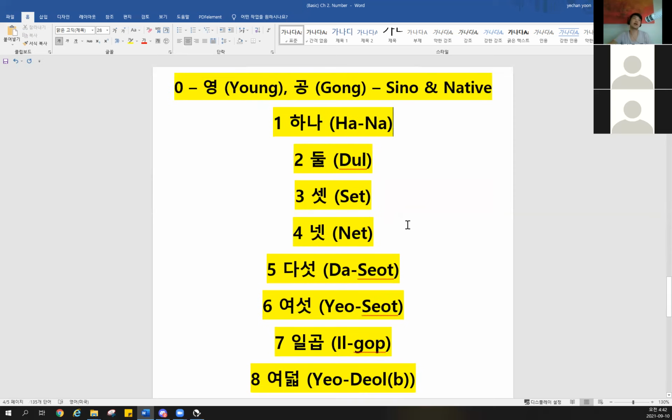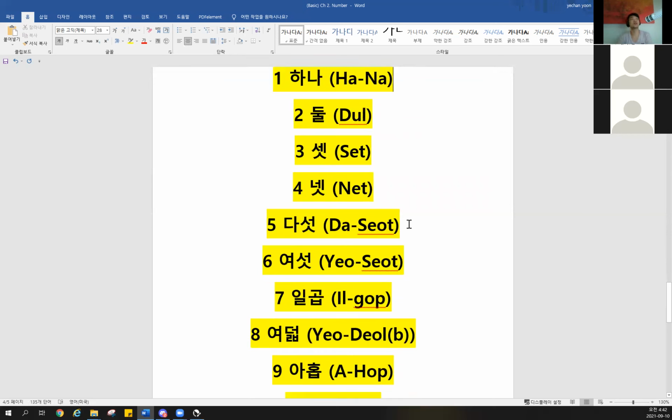So I'm going to say 1 to 10 in native Korean. I will speak a bit slower so you can practice it in your place. Okay, let's start. 1, you can say 하나, 하나. Number 2, 둘, 둘. 3, 셋, 셋. 4, 넷, 넷.